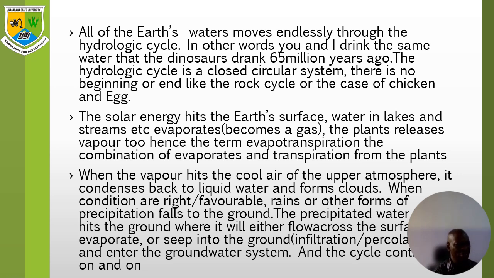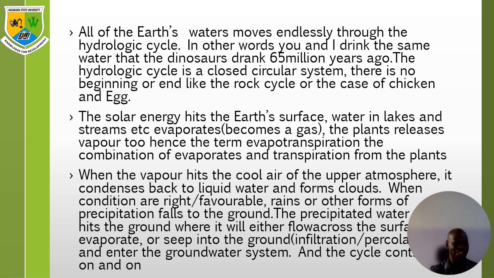The solar energy hits the earth's surface, water in the lakes and streams evaporates, becomes a gas. The plant releases vapor too, and hence the term evapotranspiration. In other words, a combination of evaporation and transpiration from the plant. When the vapor hits the cool air of the upper atmosphere, it condenses back to liquid water, forms cloud. When the conditions are favorable, rain or other forms of precipitation fall to the ground.